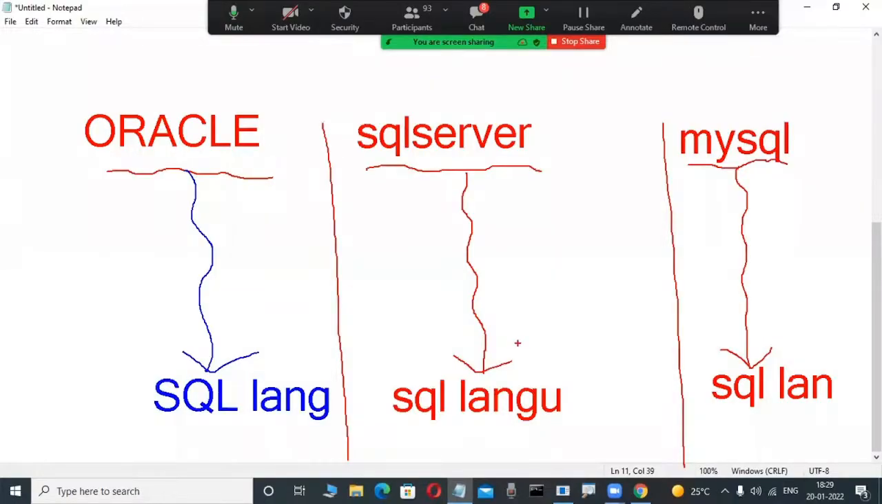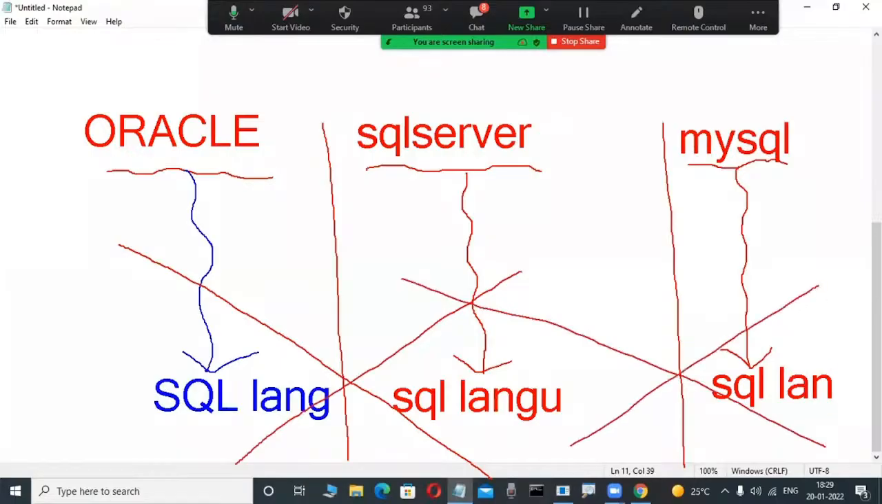Are all these SQL languages the same or different? Very good. In our class, many fellows are saying they are the same. That is 100% wrong. These SQL languages are different, not the same.